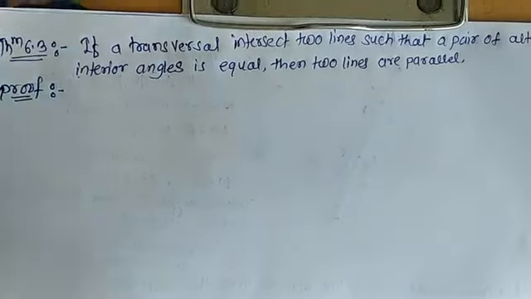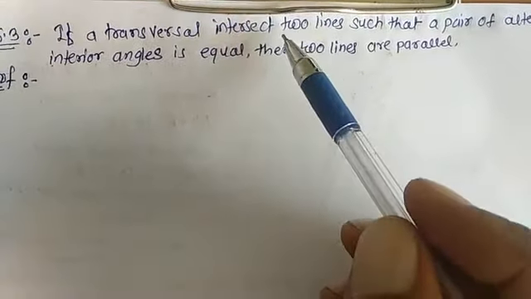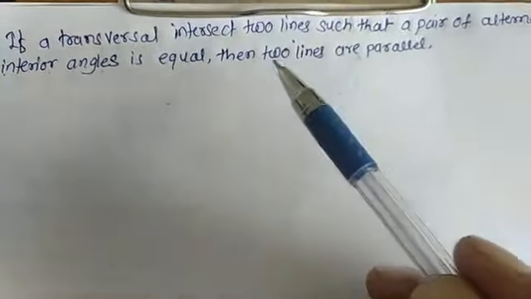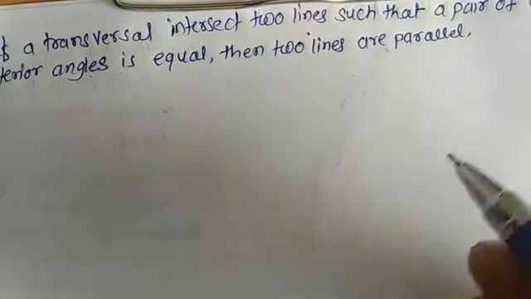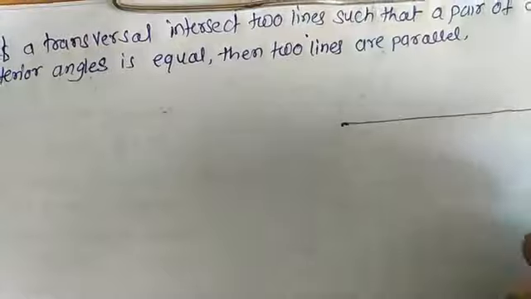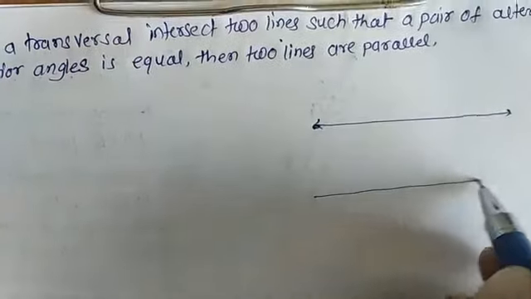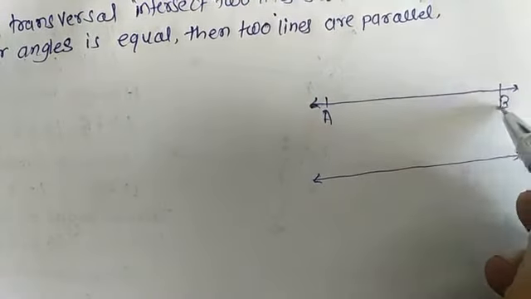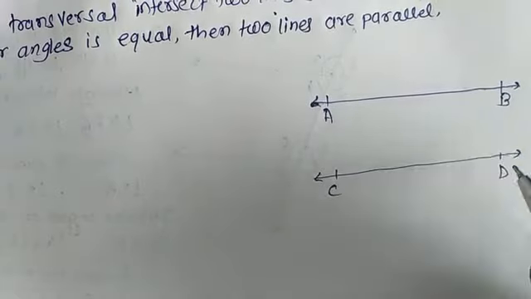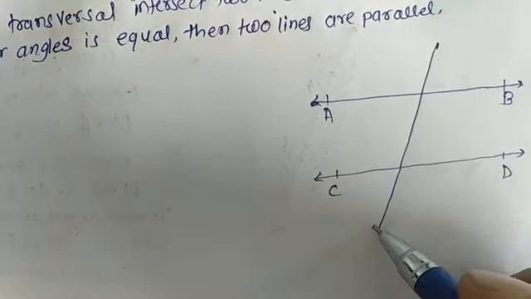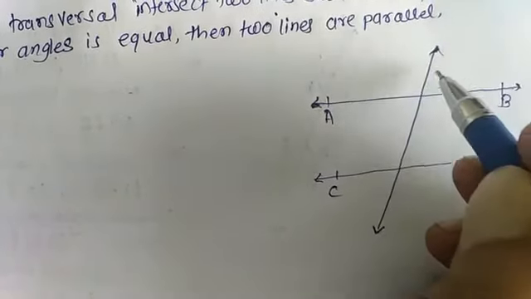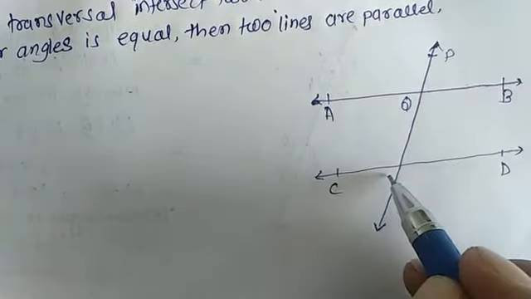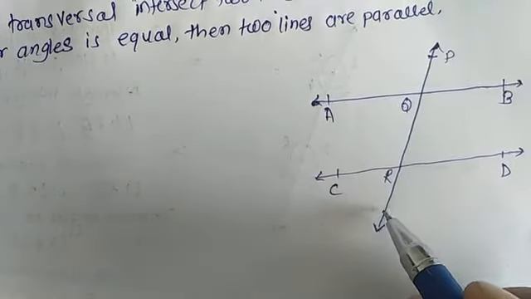Now the next theorem is: if a transversal intersects two lines such that a pair of alternate interior angles is equal, then the two lines are parallel. That means again we have to construct a diagram related to this theorem. Here we will construct two lines AB and CD, and one transversal passing through them at P. Here it is intersecting, so we write Q. Next here it is R, the intersection, and S.